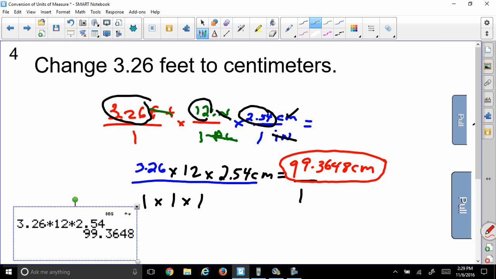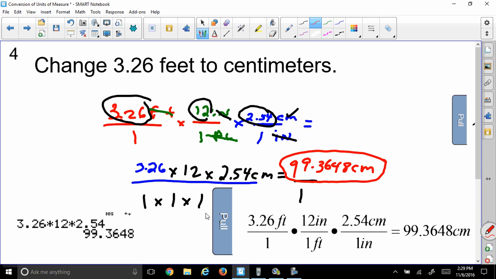So 3.26 feet is equal to 99.3648 centimeters. And let's pull this out, showing what we did. So we canceled out the feet because we didn't want feet. We canceled out the inches because we didn't want inches.